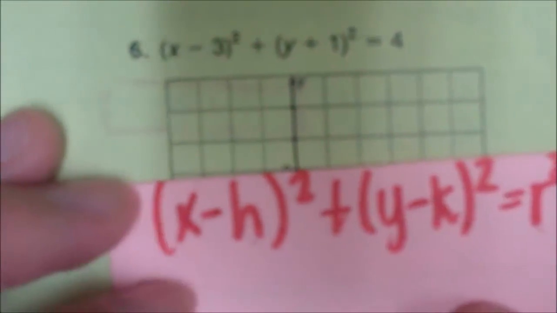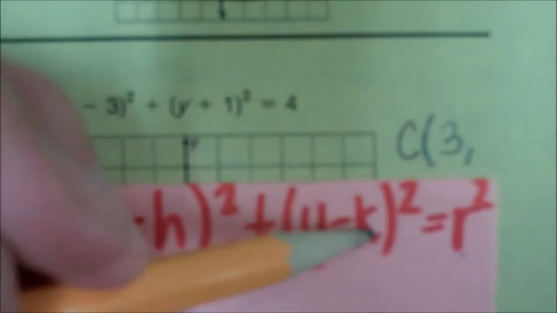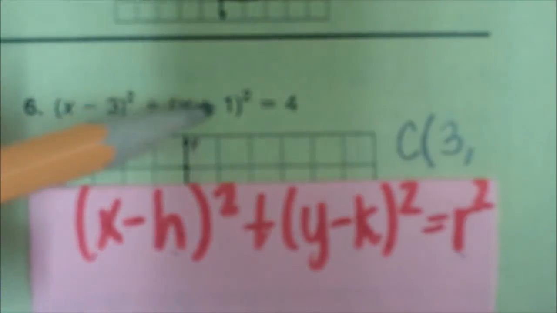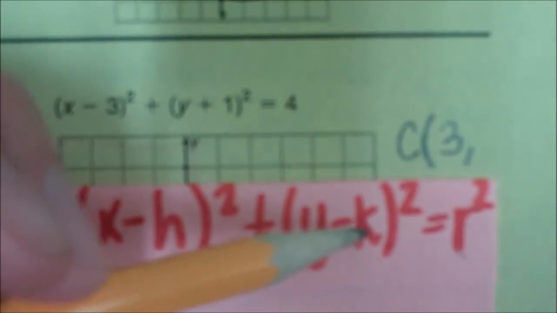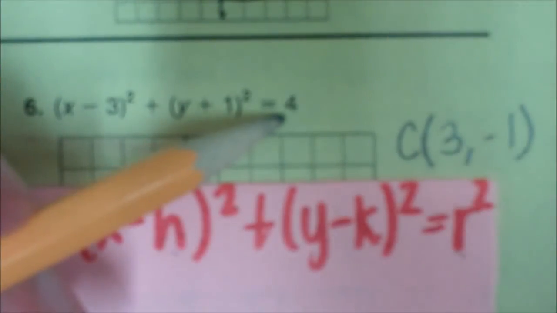Okay, we're going to do another one. Number 6, we're going to identify our center. In this case, H is going to be 3, and our K will be negative 1, because if you notice it's positive here, which means it had to be negative when it was put in. So it's going to be negative 1. And our radius, again, you have to take the square root to go back to the original radius. So that would be a radius of 2. So the square root of 4 is 2.